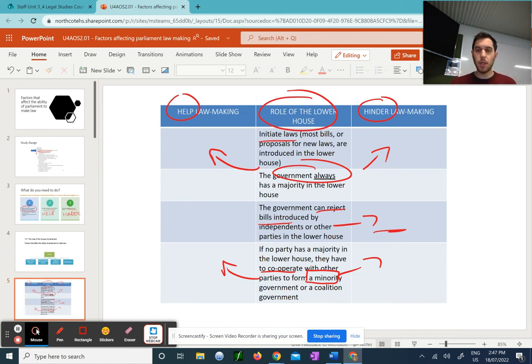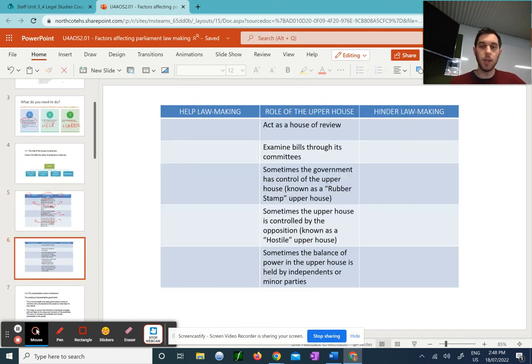So, as you should be seeing with this topic, the first thing you need to know is what's the role of the Houses of Parliament? And then secondly, our strengths and weaknesses. Does this role help or hinder Parliament when they're trying to make laws? So now let's finish off by looking at some of the roles of the upper house. Now we know one of the main roles of the upper house is to act as a house of review. That can help lawmaking in the sense that we're double checking to make sure the law is effective, that there's no mistakes or errors in it, that it reflects what the people want.